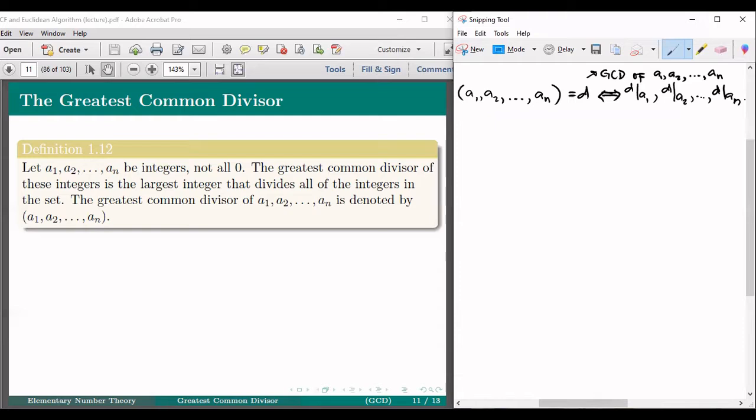Now let's consider this example. Let a1 be equal to 4, say a2 equals 6, and say a3 equals 8. Take note here, n is equal to 3. We have a1, a2, a3. We are considering three integers, and we will try to find the GCD of these integers.